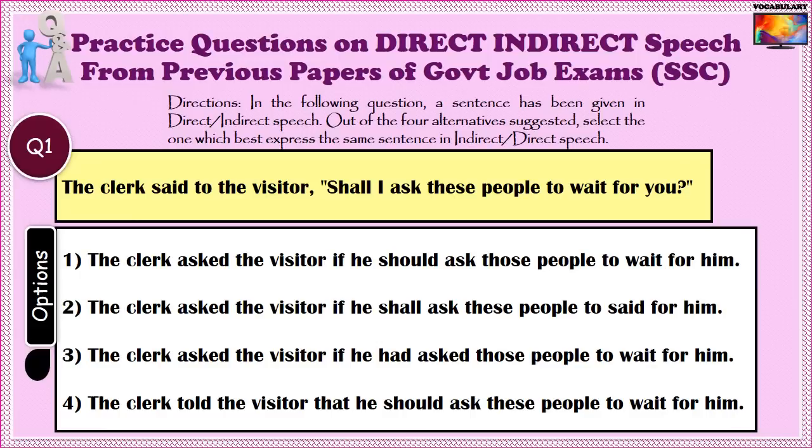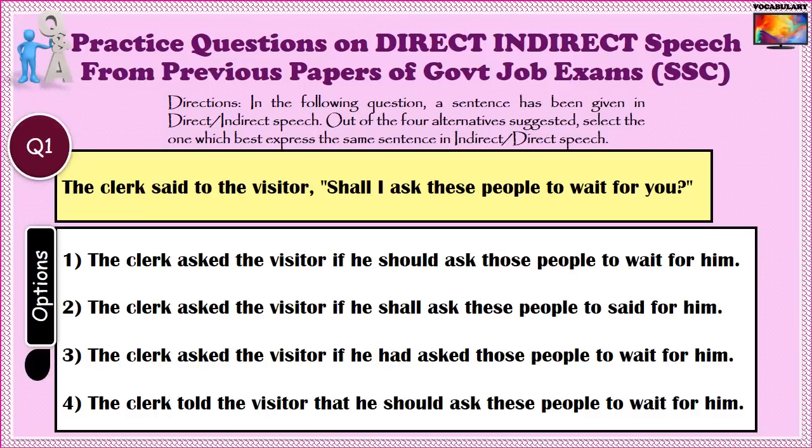In the following question, a sentence has been given in direct or indirect speech. Out of the 4 alternatives suggested, select the one which best expresses the same sentence in indirect or direct speech. For tackling this question, the first thing we must do is quickly place it in your mind map of the topic. The clerk said to the visitor, "Shall I ask these people to wait for you?"